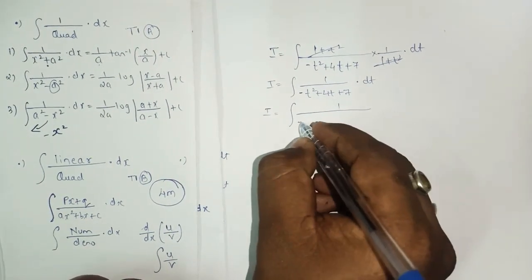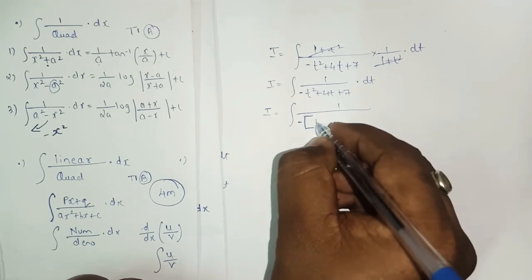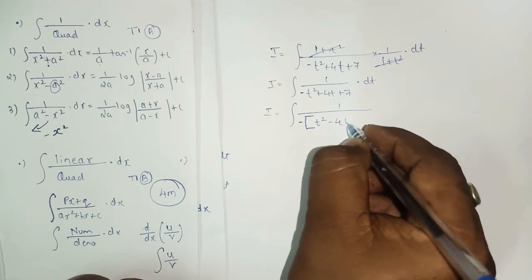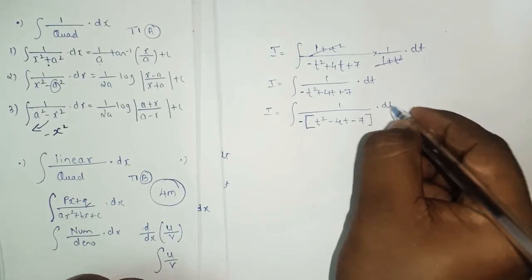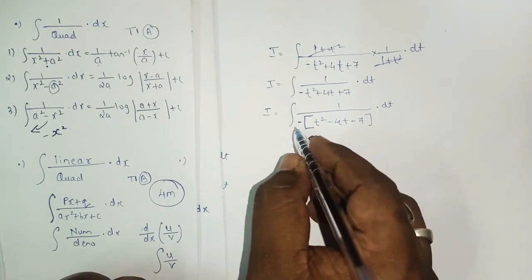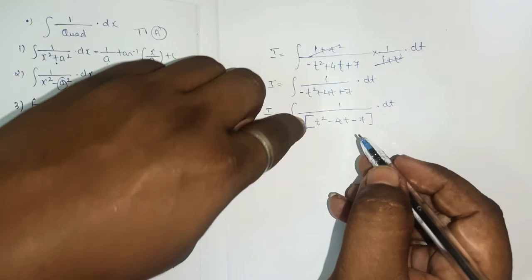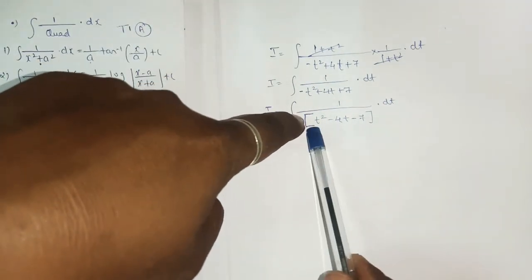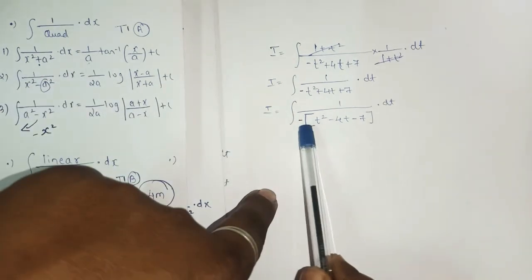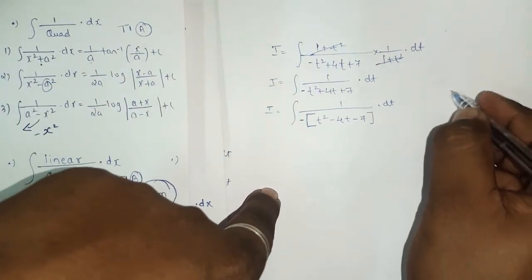So we'll bring this minus outside the bracket, so here it will be t square minus 40 minus 7. Simply what you have to do here, just remove this minus outside the bracket, that's it. Now clearly, forget about this minus now, as clearly we can see that, or else you can bring this minus to the outside also, outside the integral also, like this. Okay.